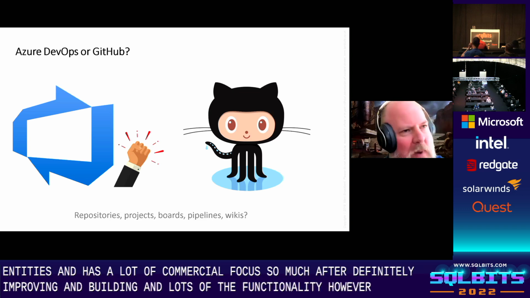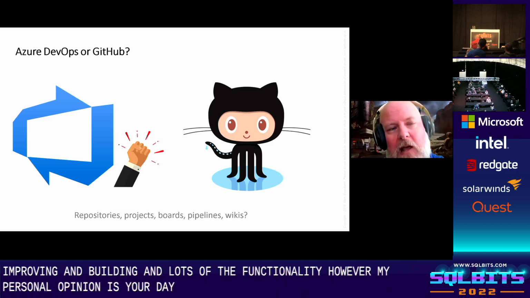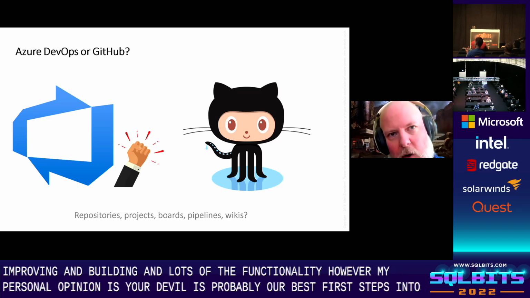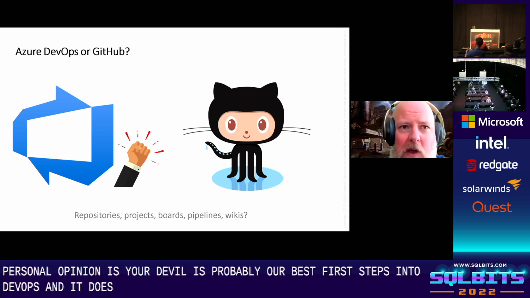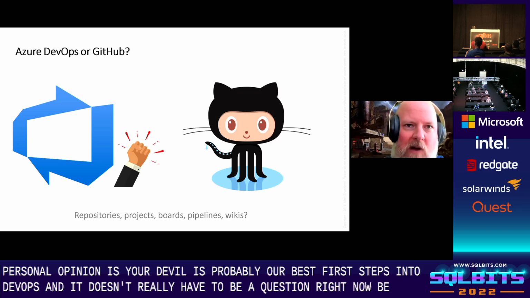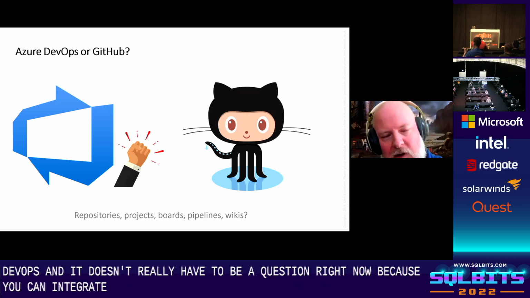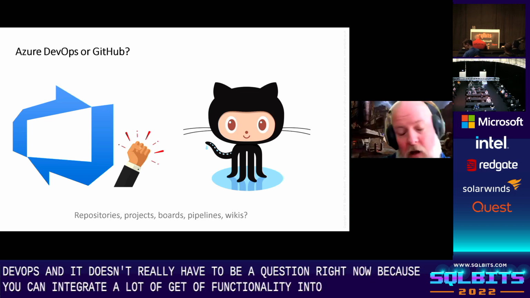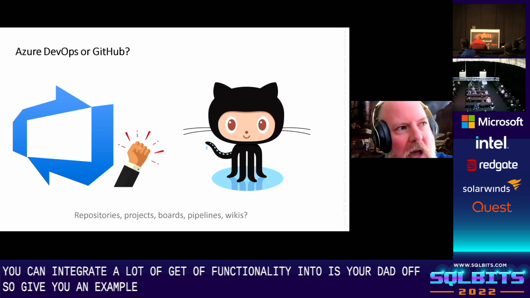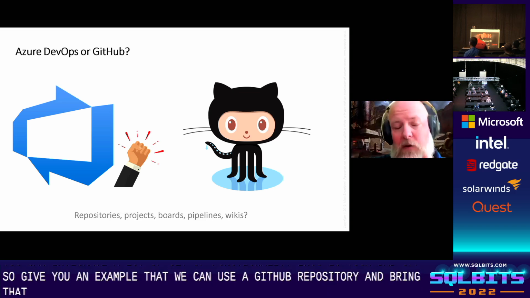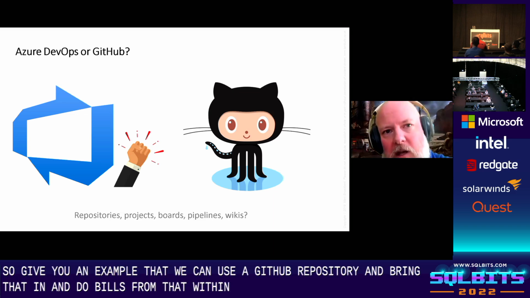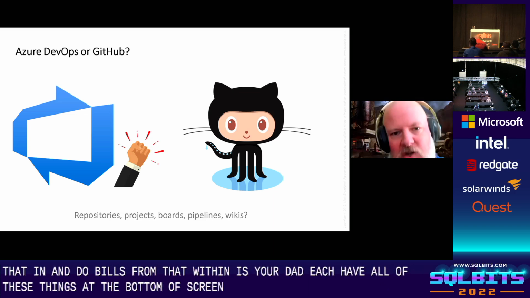However, my personal opinion is Azure DevOps is probably our best first step into DevOps. And it doesn't really have to be a question right now, because you can integrate a lot of GitHub functionality into Azure DevOps. So I'll give you an example there. We can use a GitHub repository and bring that in and do builds from that within Azure DevOps. But each have all of these things that you see at the bottom of the screen. We've got repositories, we've got projects, boards, pipelines, wikis.